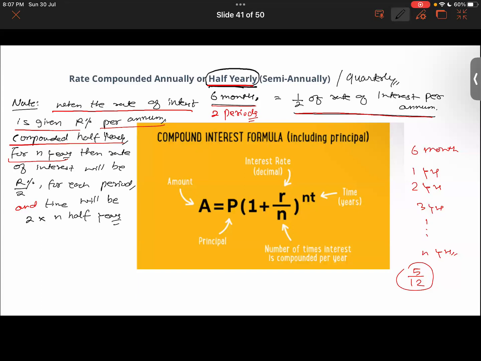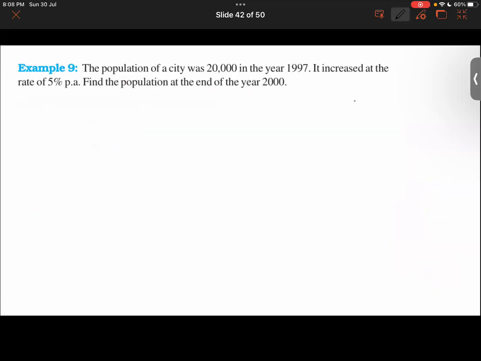What if the rate of interest is compounded on a quarterly basis? Forget about the question, let's discuss the concept first. Don't pay attention to the question here, we will come to this. Now, for quarterly, Arhan, what will happen? The rate of interest will be R upon 4%, right?